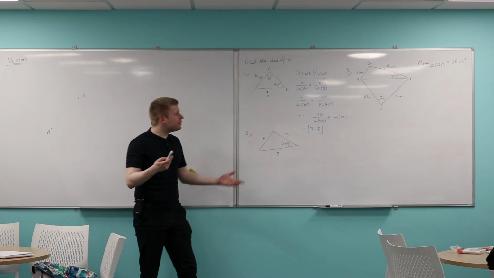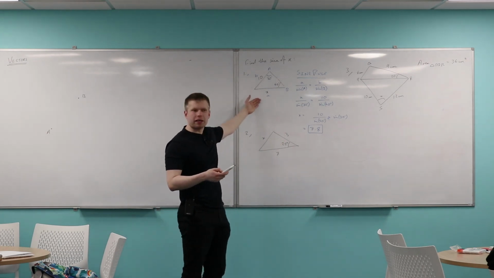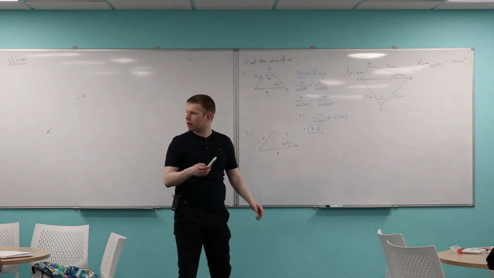Let's just say 7.8. That seems reasonable, right? Because that's 10. That's got to be something close to 10 because that angle is not that much bigger than that one. Okay?